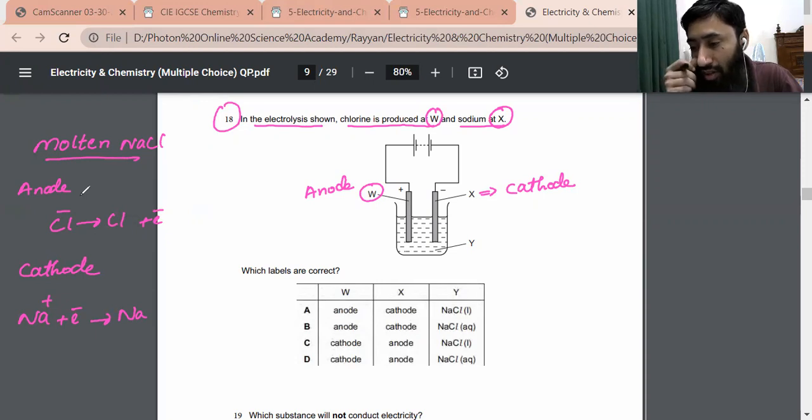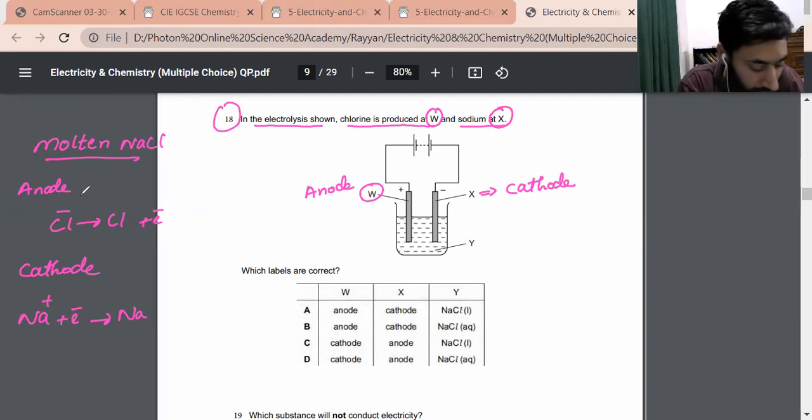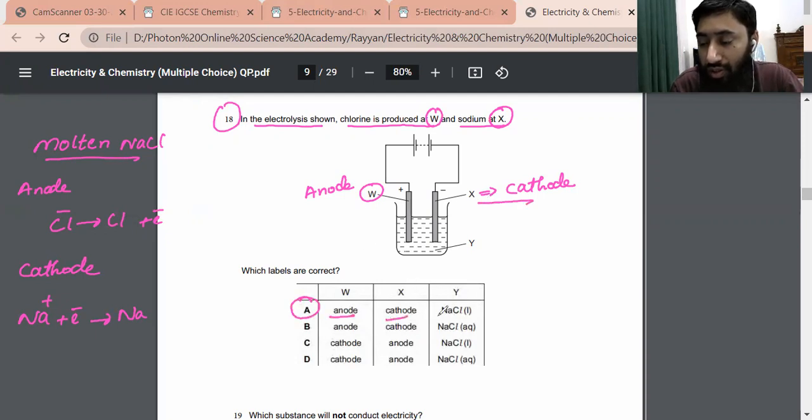So what is molten NaCl? W is anode, option A. In case of 18, correct is A. W is anode, yes. X is cathode, yes. NaCl is molten, in the form of melted liquid but not aqueous.